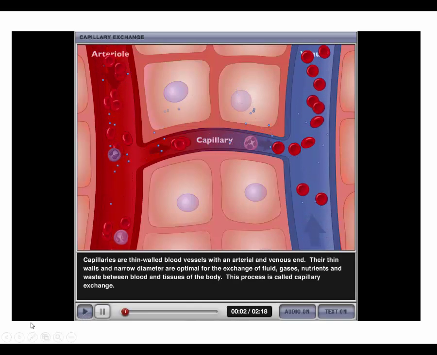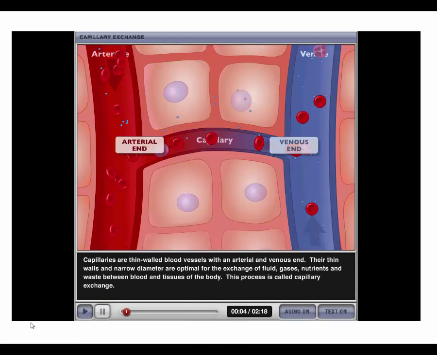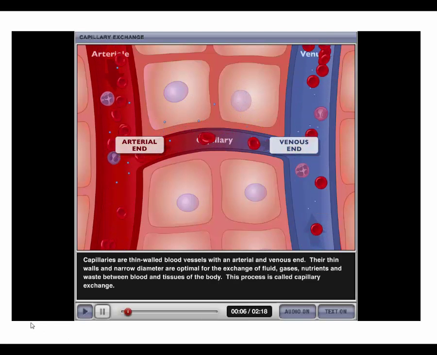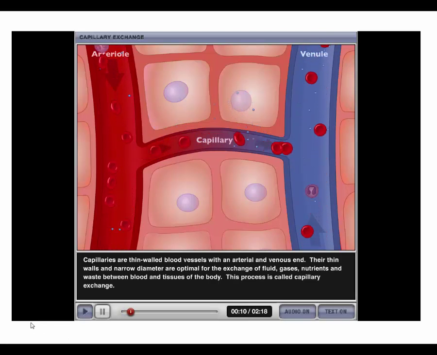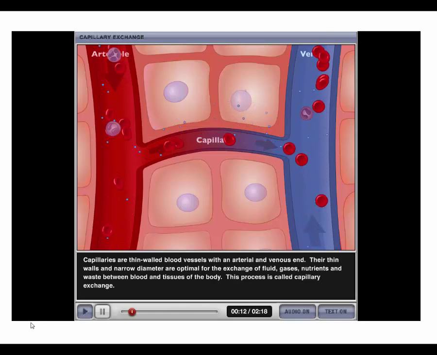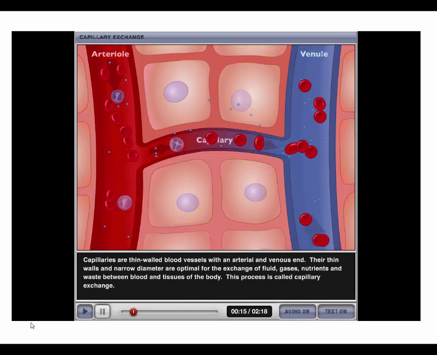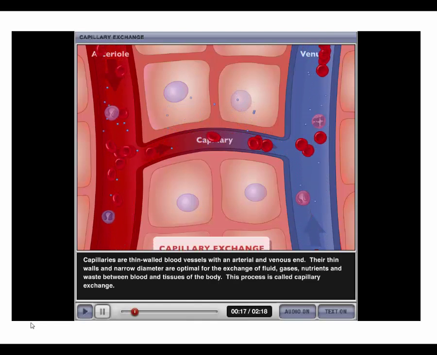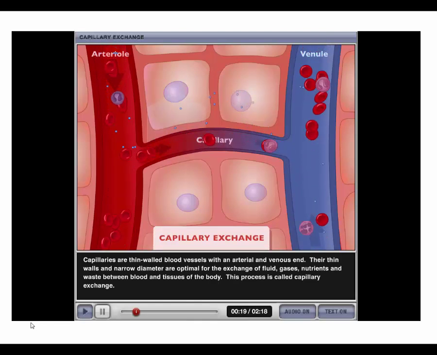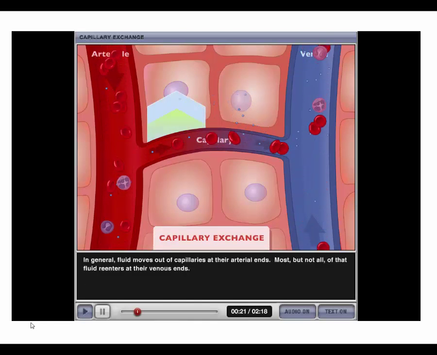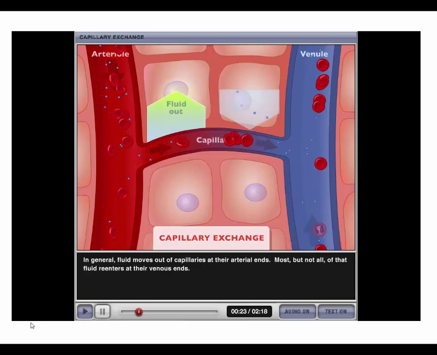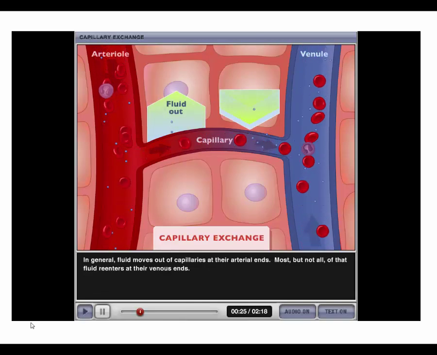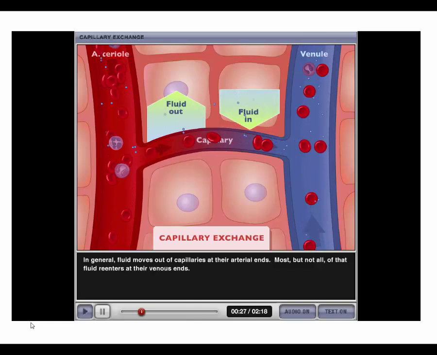Capillaries are thin-walled blood vessels with an arterial and venous end. Their thin walls and narrow diameter are optimal for the exchange of fluid, gases, nutrients, and waste between blood and tissues of the body. This process is called capillary exchange. In general, fluid moves out of capillaries at their arterial ends. Most, but not all, of that fluid re-enters at their venous ends.